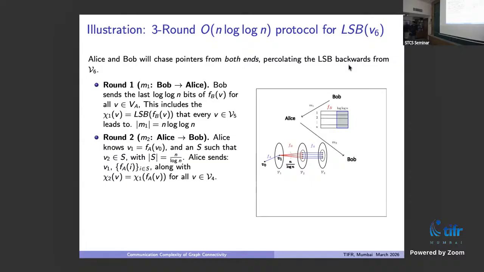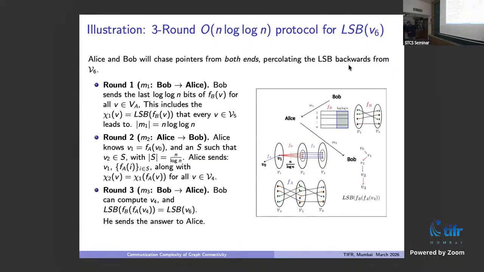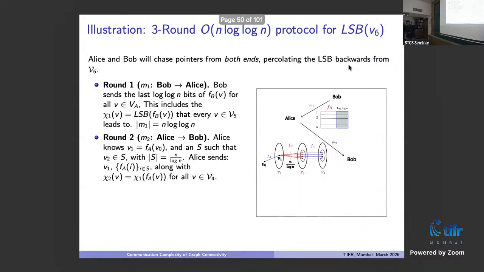Only 2 messages have passed. Bob has received the second message from Alice, but notice that he now already knows V4. Why is that? Because Alice sent him V1. He knows where V1 to V2 maps, because that's his function. He knows the exact map out of that because Alice has sent it to him. And the next layer is also in his control. Right? So after 2 messages, Bob already knows V4.